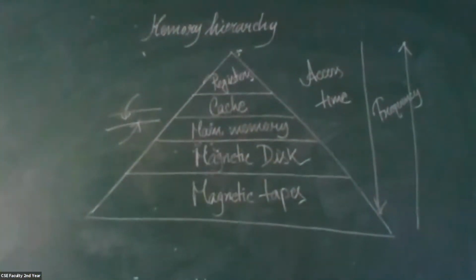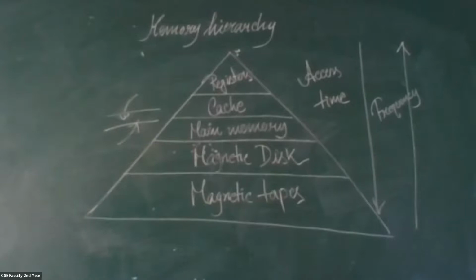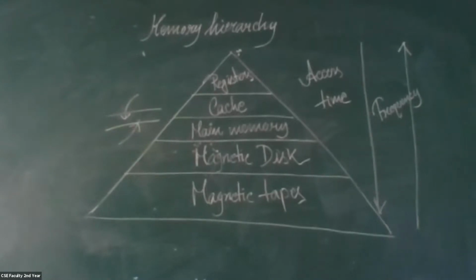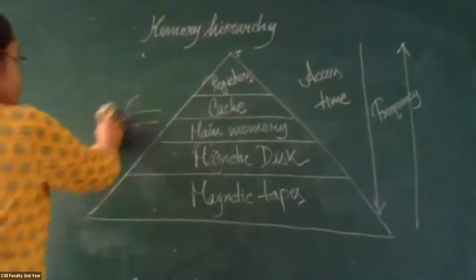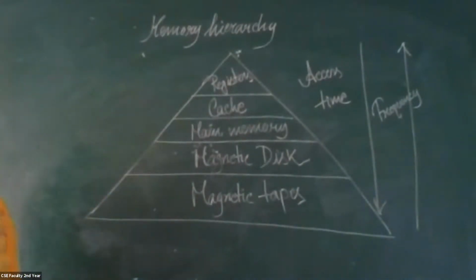So that is frequency. Next, we have size. That is size of the memory. So when we talk about size, register has the smallest size. Cache is larger than that. Main memory is larger than cache, and the secondary memory is larger than the main memory. So if I talk about size, that size increases downwards. Downtrend.